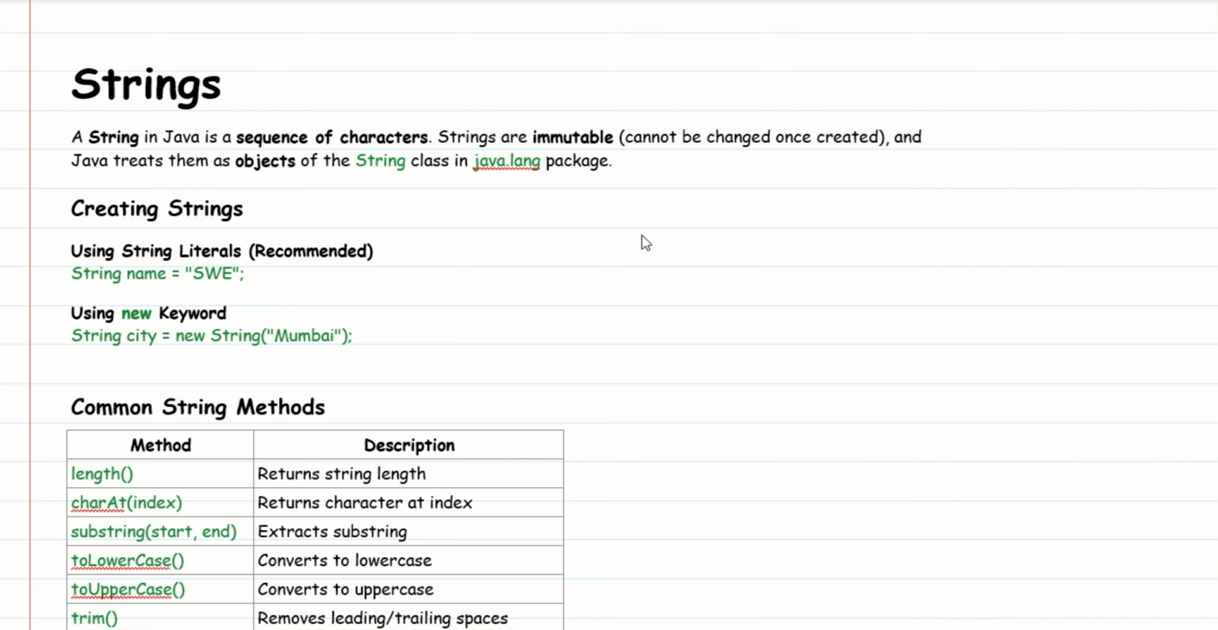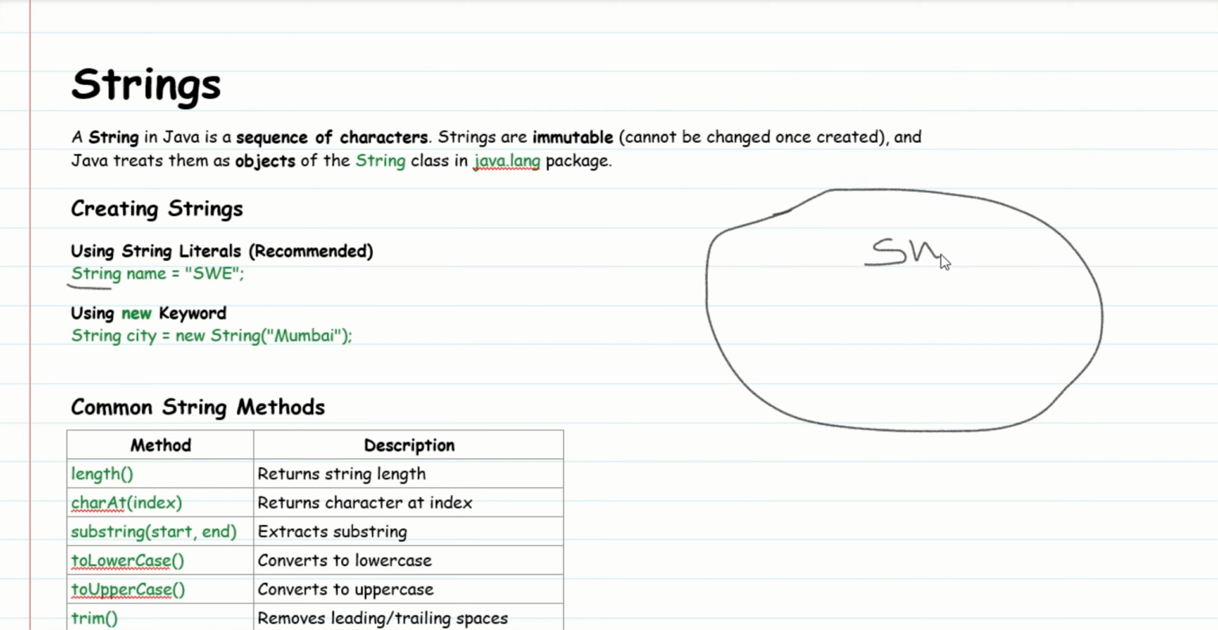One is using string literals. Most of the time we use the string literals approach itself. Here, to create a string, we just give a string object name, a variable name, and the required value. This approach is stored in the string pool area, which saves memory by reusing existing objects. So an object is created in the method area. Let's say you have created a string with value SWE.